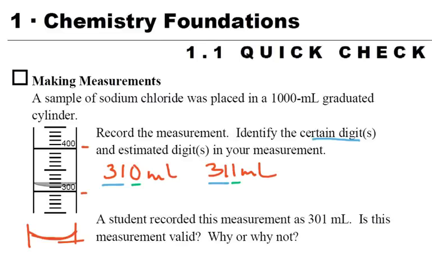Now the question that comes up, well, what if we had 301 milliliters? Would that be a valid measurement? And I would say not. The reason is it does have the right number of digits, it's 3 significant digits, but it's just the wrong value. This 301 means that it's really close to the 300 mark. And I think somebody might make that measurement if they thought each line represented 1 rather than 10. So the idea really is about 310.